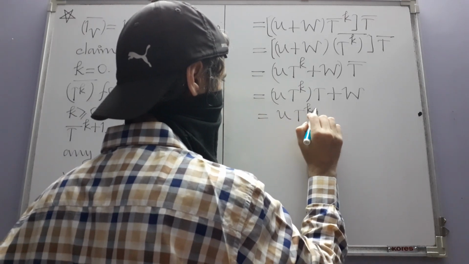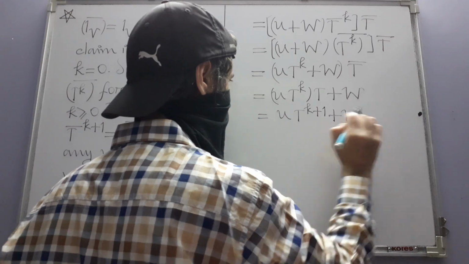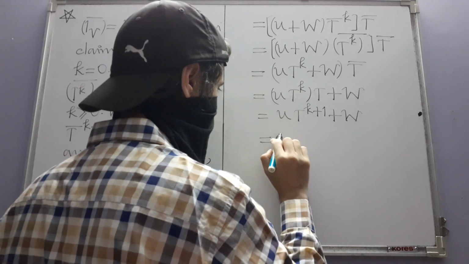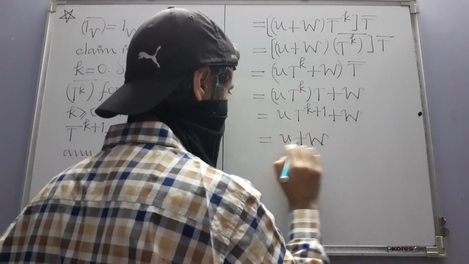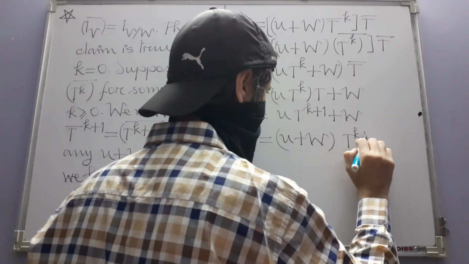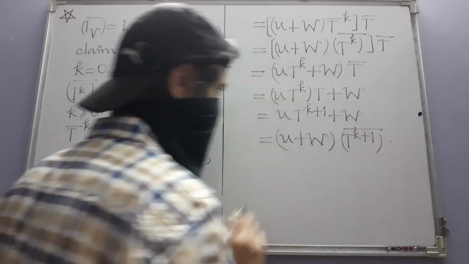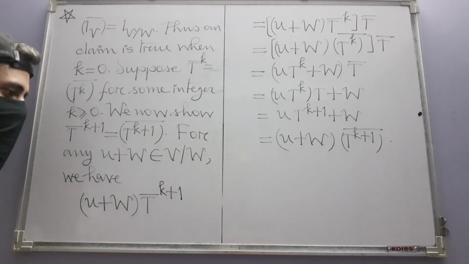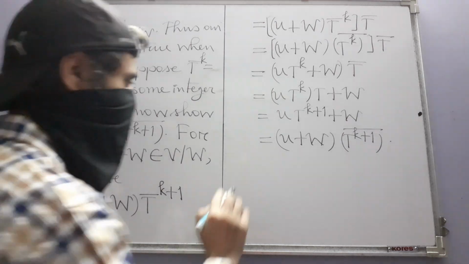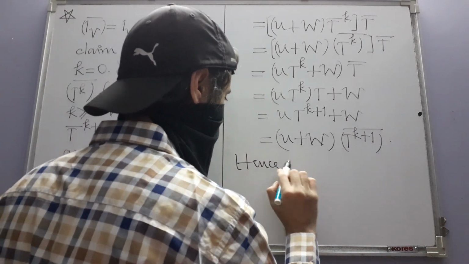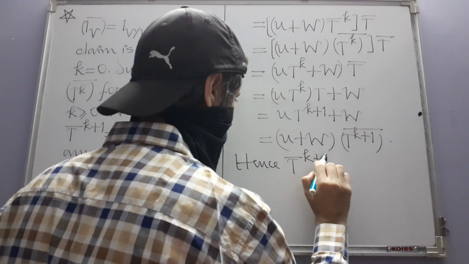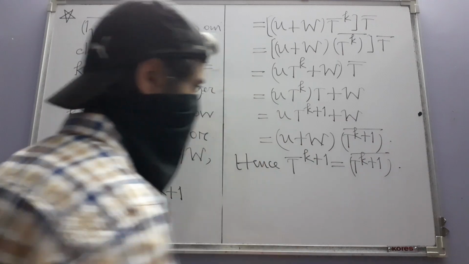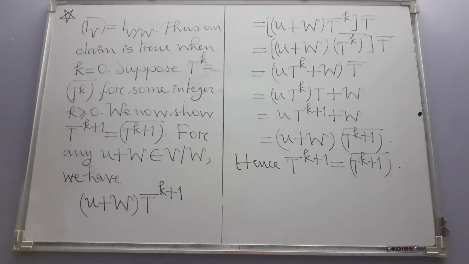So this becomes this. And again, by the definition of bar operator, this is nothing but t to the power k plus 1 bar. Because the effect of both these operators on an arbitrary element are the same, so they are equal. Hence, okay, so our claim has been proved by induction.